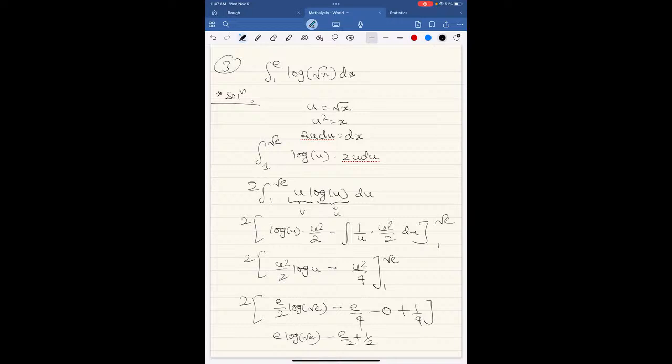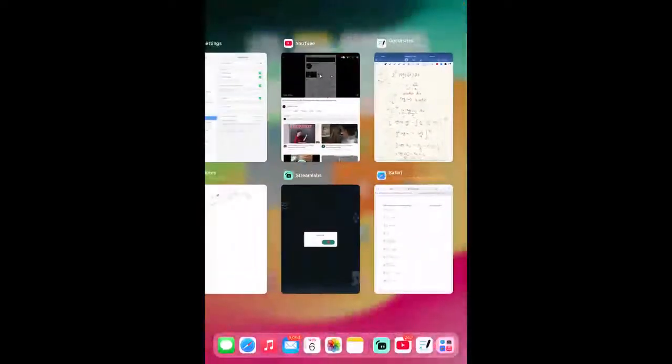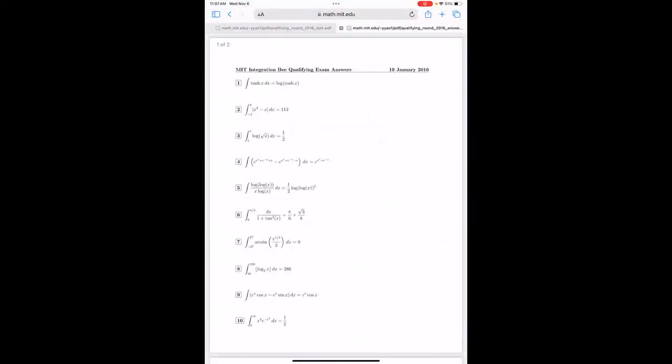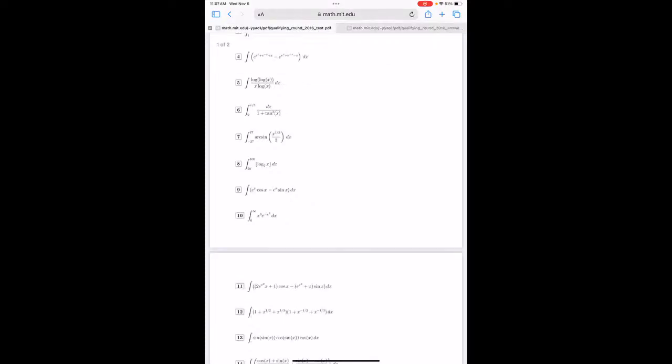So again, log of root e is just 1 by 2. So e by 2 minus e by 2 plus 1 by 2. E by 2 cancel out, gives us half. What a nice answer, right? Let's check if it's half or not. Yeah, it's half. So that successfully works out. Let's go to the next question.